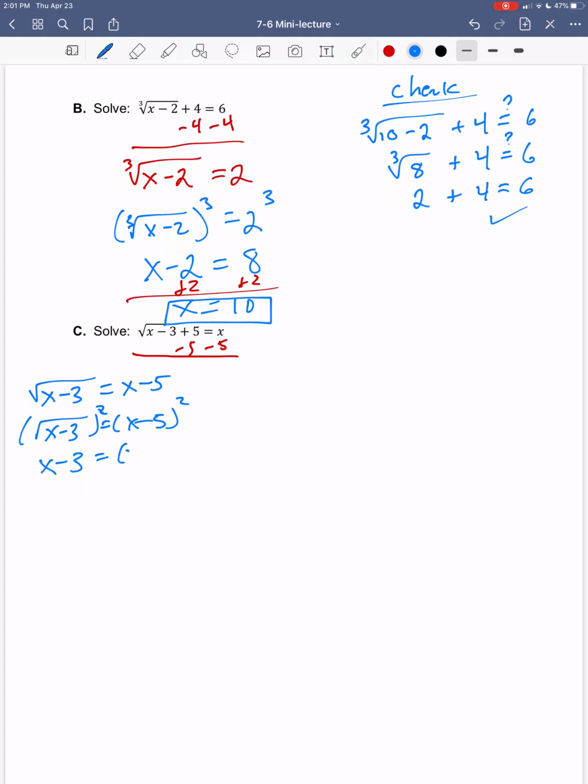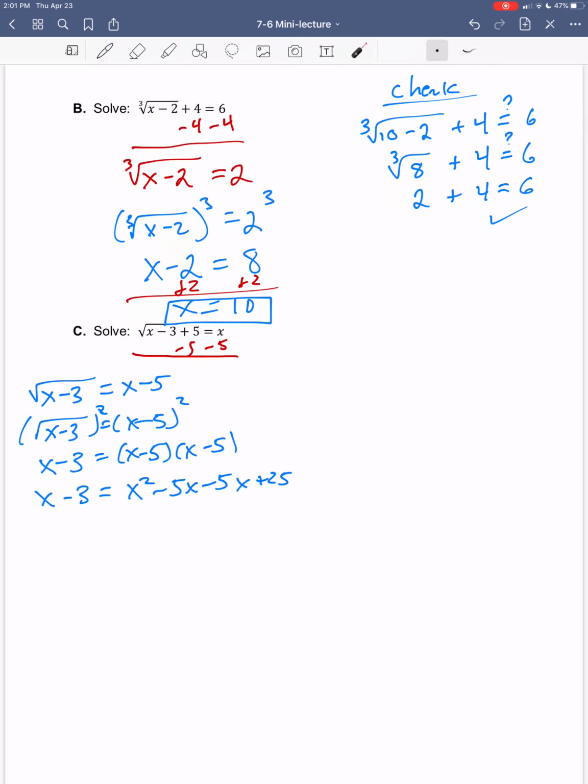The right-hand side, I have to do that little thing I talked about earlier. I've got to write this set of parentheses next to itself. What's not too bad is this FOIL, I don't get any square roots. X times x is x squared. Outer, I get negative 5x. Inner, I get another negative 5x, and last, negative times negative is positive 25.